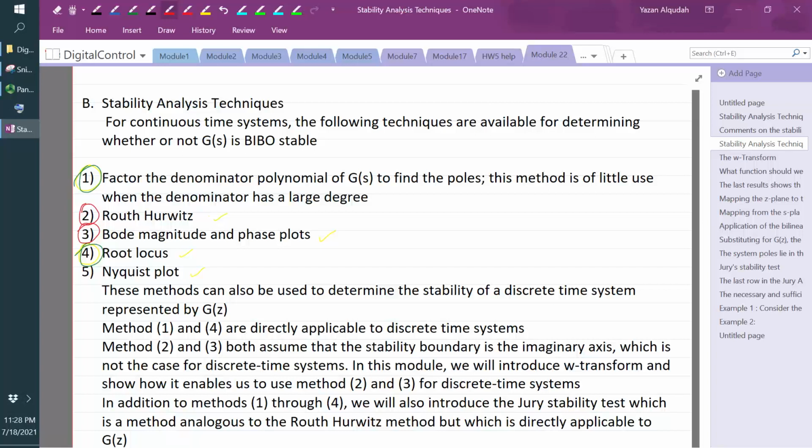So we're going to introduce a new transform, the W or bilinear transform, and we're going to see how we can extend these methods that we use for continuous time systems to discrete time systems.